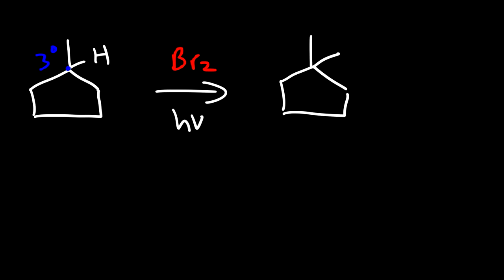So for radical reactions, bromine will selectively abstract the tertiary hydrogen. If you use chlorine, which is reactive and non-selective, chlorine will give you a mixture of products. It can abstract the primary, secondary, or tertiary hydrogen, leading to a bunch of different products. But bromine is selective, and so the major product will be this one.